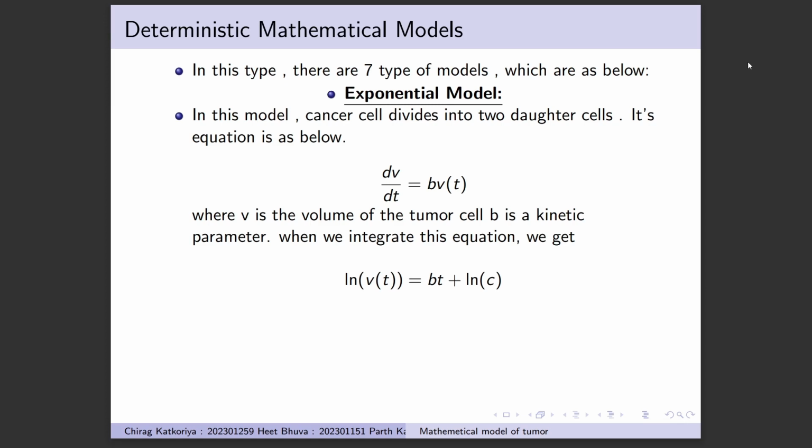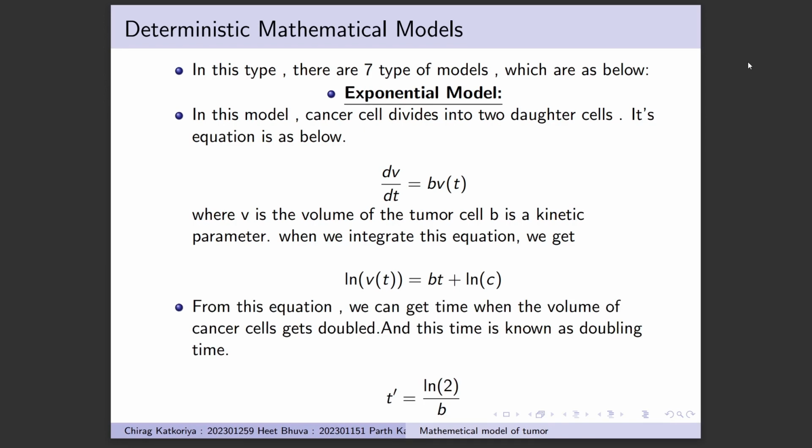We can also find the doubling time of the volume of the tumor cell by putting V equal to 2V0, where V0 is the initial volume of the tumor. This is known as the doubling time, which comes out to be ln2 divided by B. Now, we obviously know that the exponential model failed to predict cancer growth, because it was found that it follows the initial stages of the growth of the cancer, but it fails to explain the later stages.